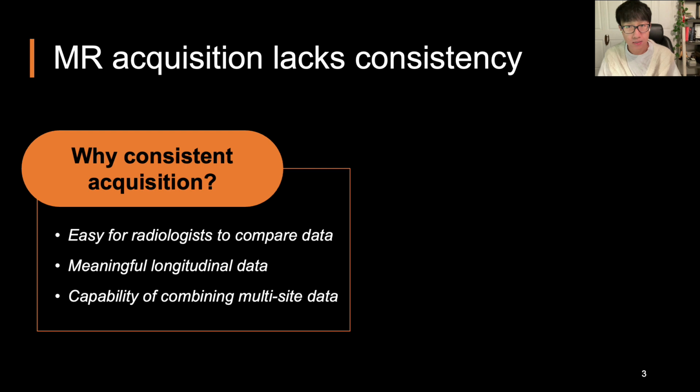So why do we need consistent acquisition? Consistent acquisition is helpful for radiologists to compare data, enable us to have more meaningful longitudinal data, and also enable us to combine multi-site data to achieve more statistical power.